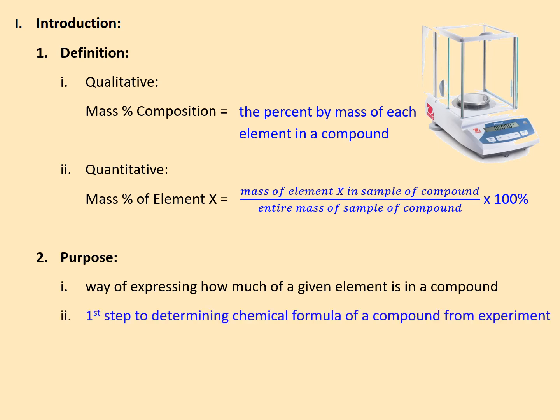But secondly, and perhaps more importantly, finding the mass percent composition of each of the elements in the compound is really the first step to determining the chemical formula of the compound from experiment. And once that chemical formula is known, then we have a way of identifying the compound.